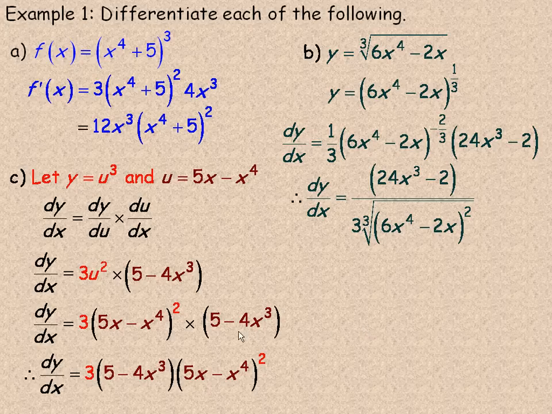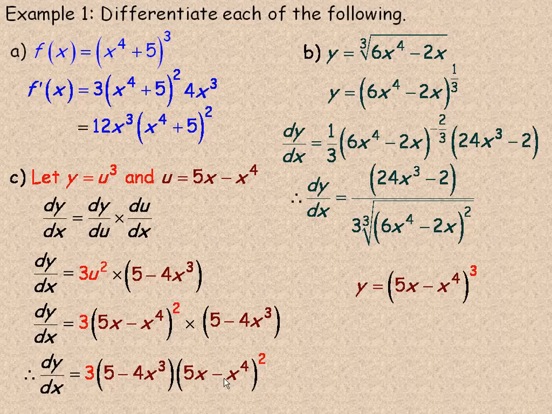And generally the way I would write this is I would write this beside the 3. If it happened to be a monomial like the 4x cubed, I'd multiply by 3 to get 12x cubed. But it's a binomial, so I could multiply the 3 in, but this is more of a factored form. So 5 minus 4x cubed times 5x minus x to the 4th squared. So that's my derivative.